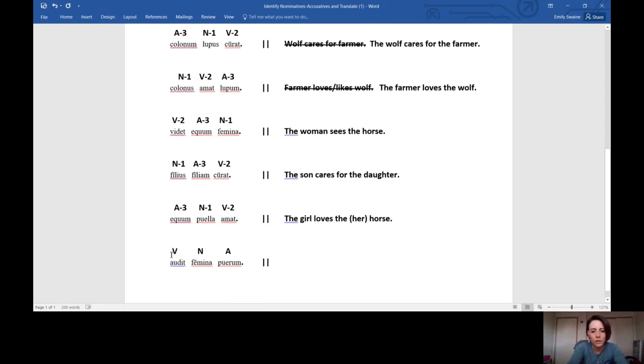Pretty cool. All right, so audet is our verb, and verbs are 2. I almost marked it as 1. So audet is our verb, it's 2. Nominative is 1. What do we mark accusative as? It's our 3. So we are going to put N1 first, so the woman, and then audet is next, so hears, and then puerum is last, the boy. There you go. And that's our worksheet.